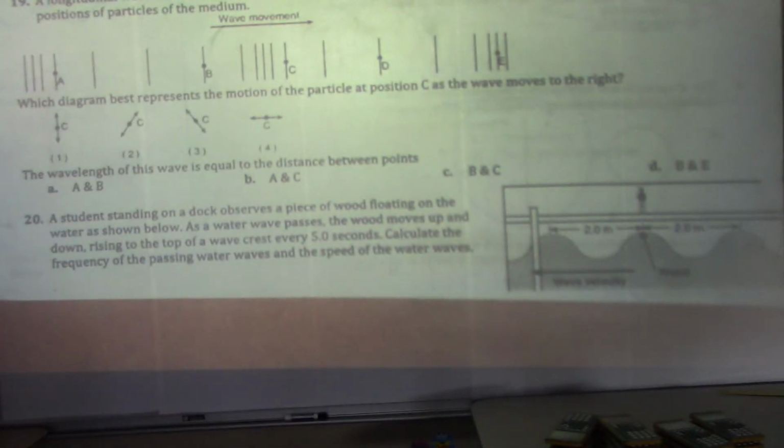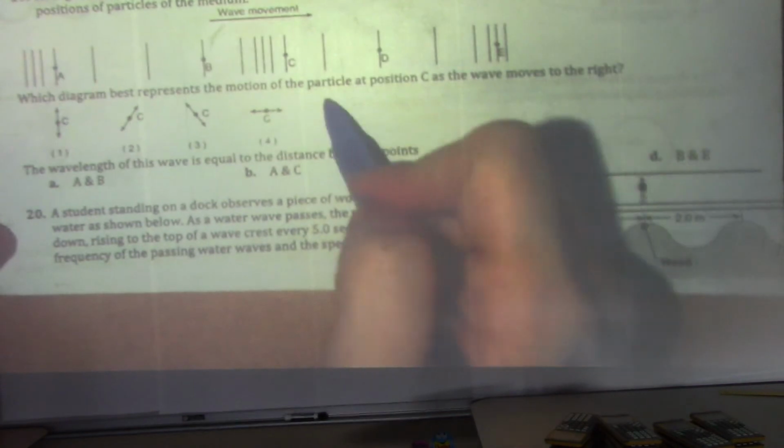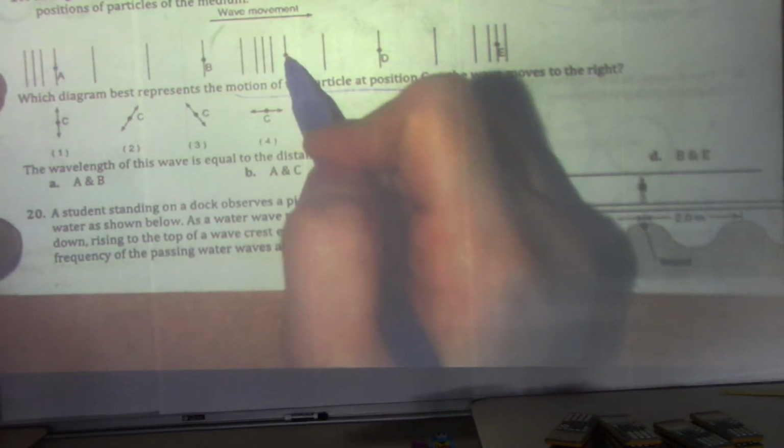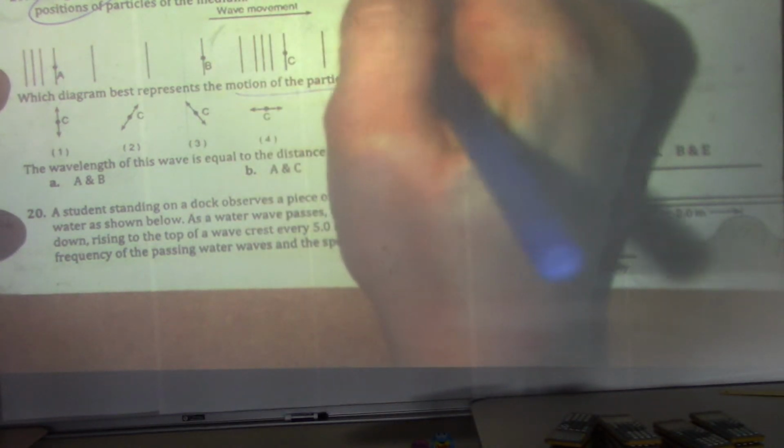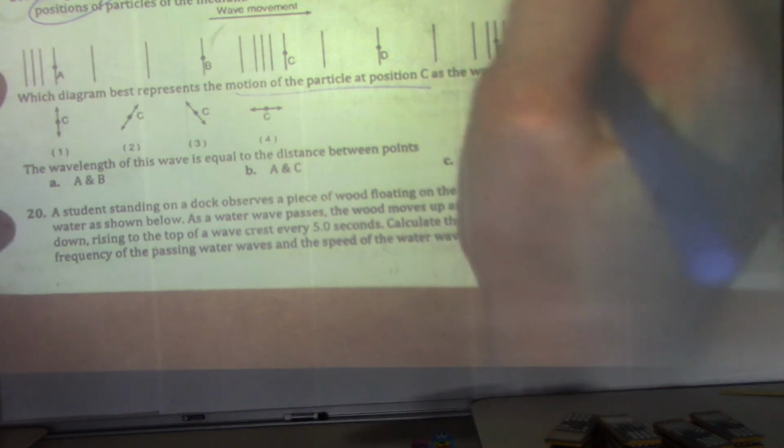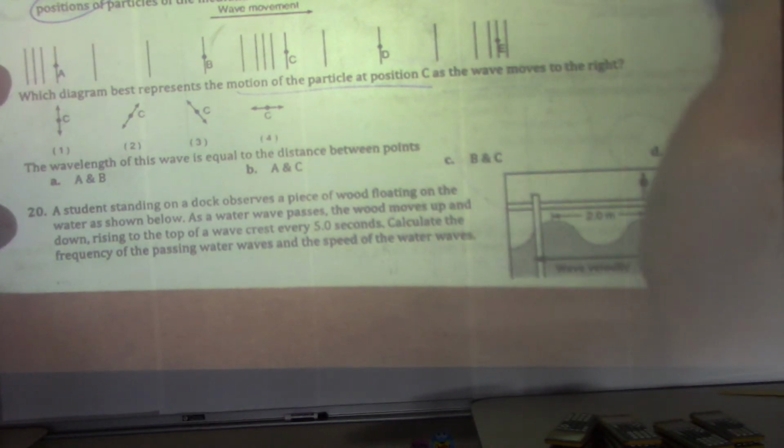A longitudinal wave moves through the medium. The motion of the particle at point C: the definition of a longitudinal wave is that the points move, or oscillate, parallel to the wave. Here, I know my wave is going to the right, because it tells me, so parallel to that would just be right and left.